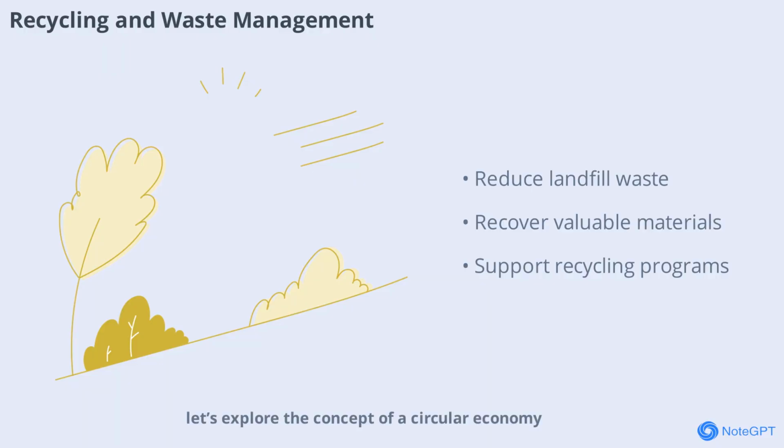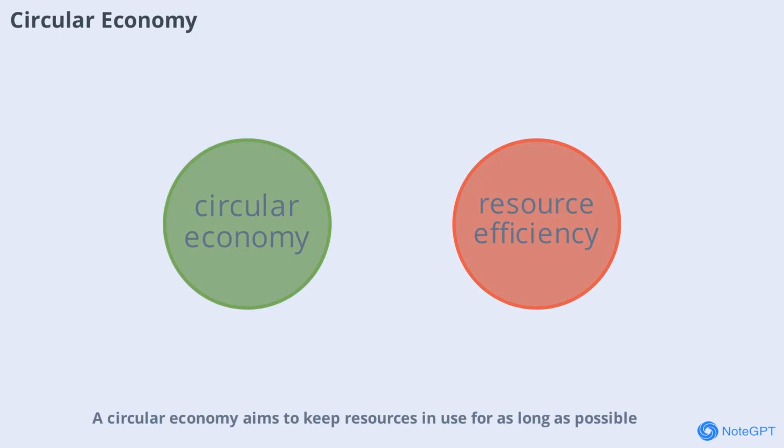Next, let's explore the concept of a circular economy. Circular economy aims to keep resources in use for as long as possible, minimizing waste and pollution. Products are designed to be reused, repaired, or recycled, creating a closed-loop system. Environmental chemistry supports this by developing materials that are easier to recycle and less harmful to the environment. Moving towards a circular economy can reduce our reliance on raw materials and lower our environmental footprint.